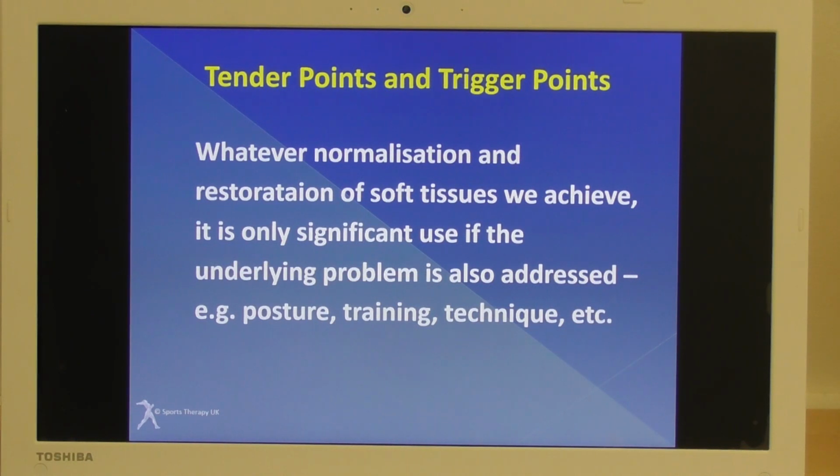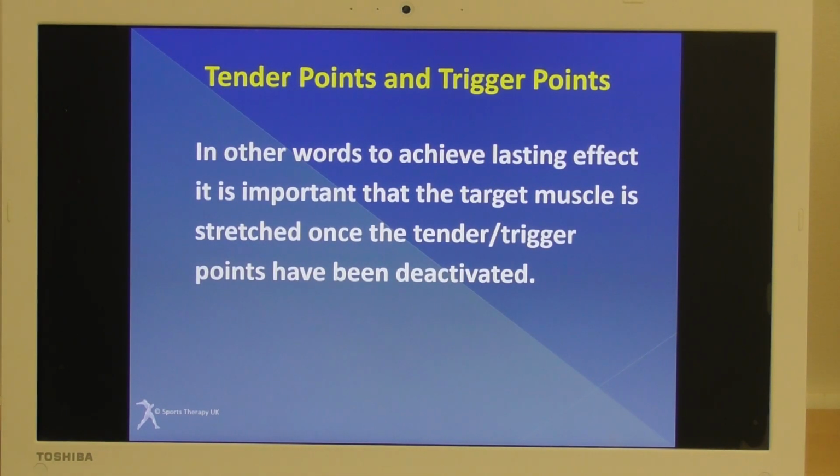Whatever normalization and restoration of soft tissue we achieve, it is only significant if we use it to address the underlying problem. So we need to think about posture, training, technique. Why are they getting this recurring discomfort? In other words, to achieve a lasting effect, it is important that the target muscle is stretched once the tender and trigger points have been deactivated. So ladies and gents, when we're out there and we find a tender and trigger point, if we don't have time in clinic, we must make sure that our clients understand that they've got to stretch that muscle out.